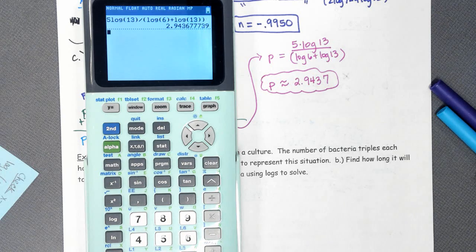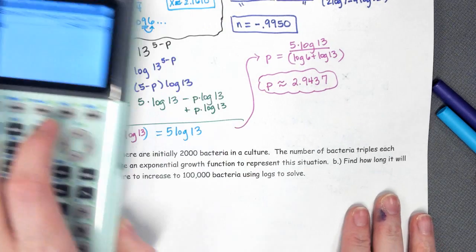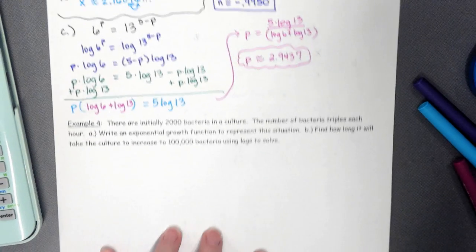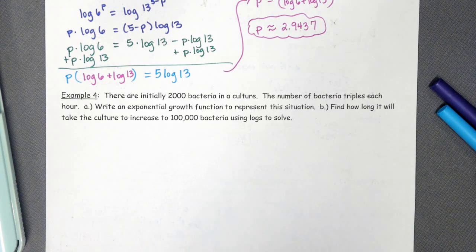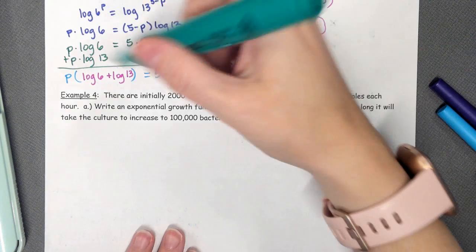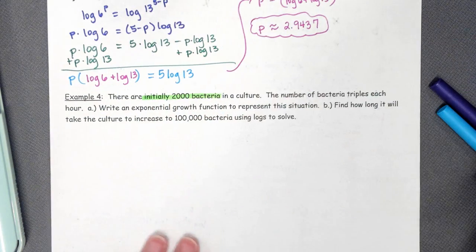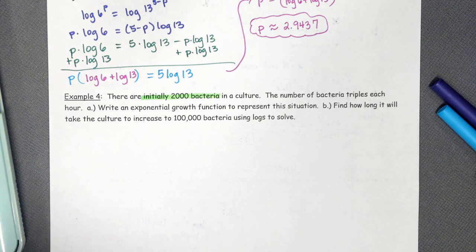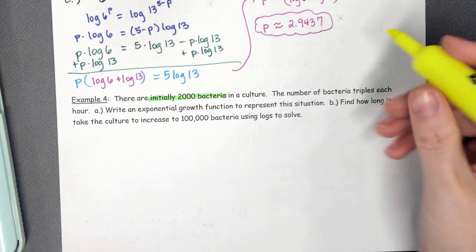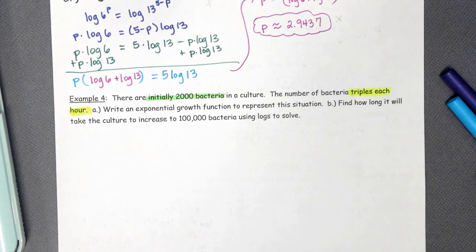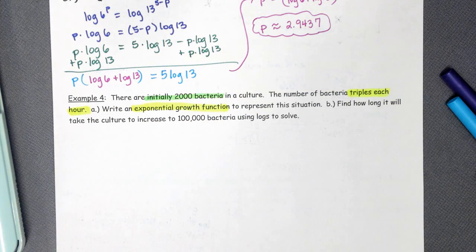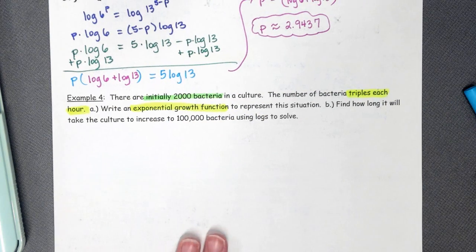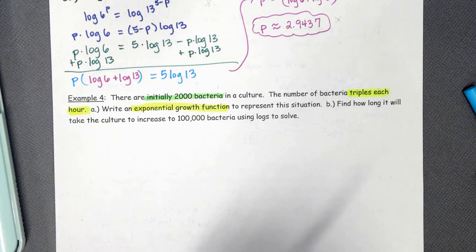Okay. All right. So we're going to do one application problem today, and then early next week we'll be doing more of this. So it says initially there are 2,000 bacteria in a culture, and the number of bacteria triples each hour. The first thing we're going to do is write an exponential growth function to represent the situation.